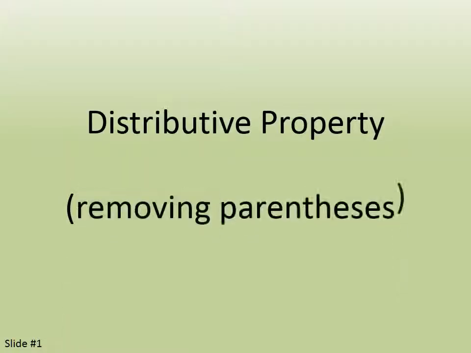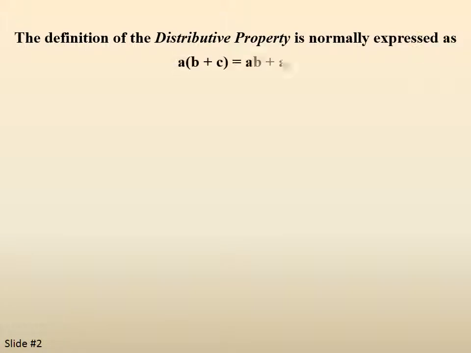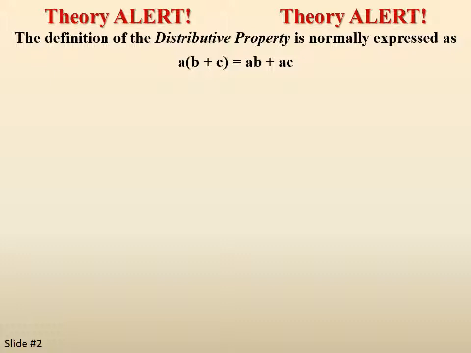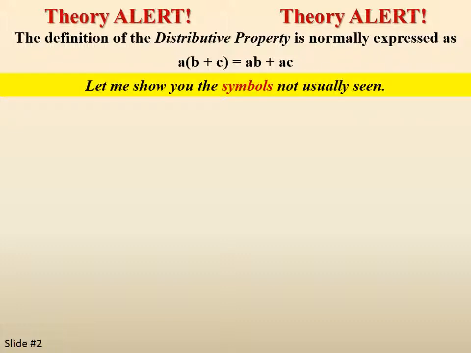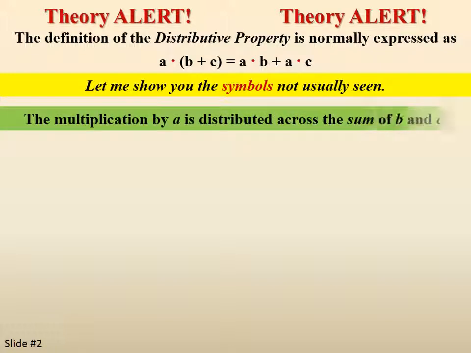Distributive property, removing parentheses. The definition of the distributive property is normally expressed as, theory alert, there's going to be a lot of theory here. Let me show you the symbols that we don't normally see. There's multiplication dots between the A and the parentheses, and of course between A and B and A and C. So the distributive property is the multiplication by A is distributed across the sum of B and C.